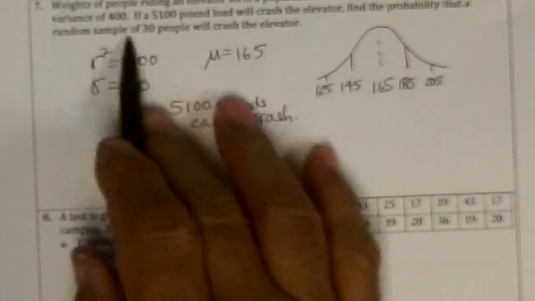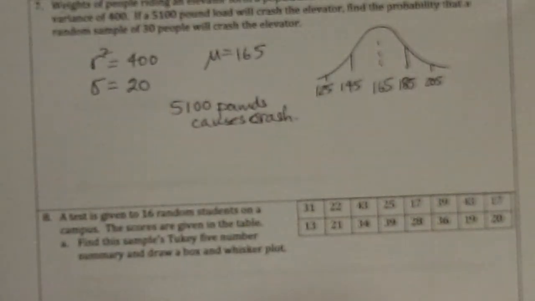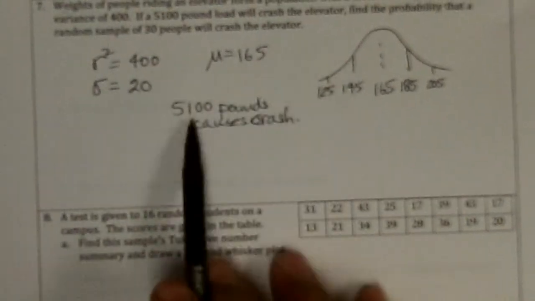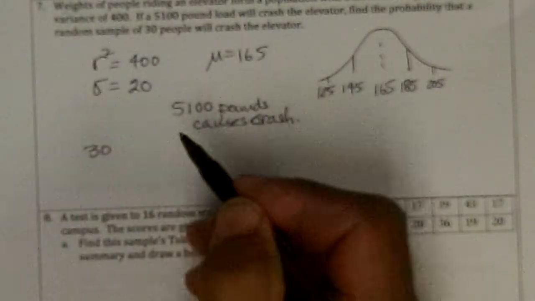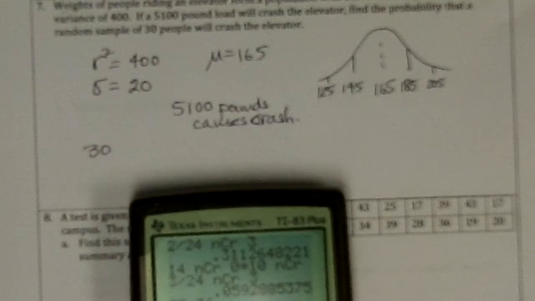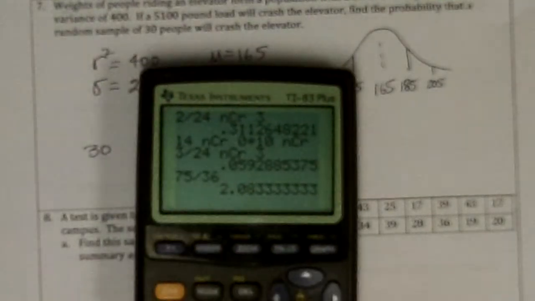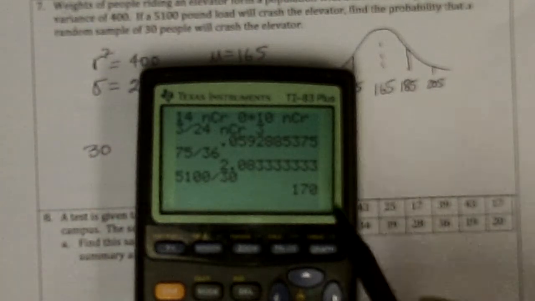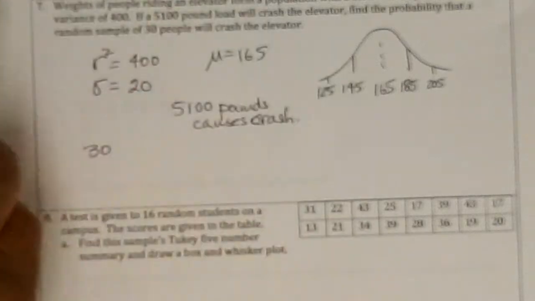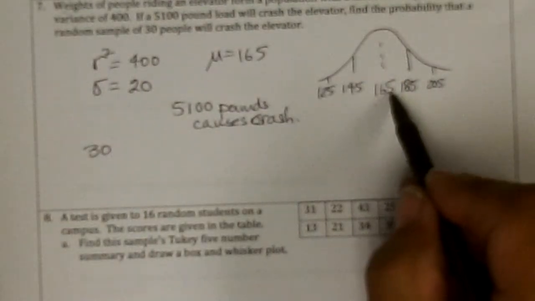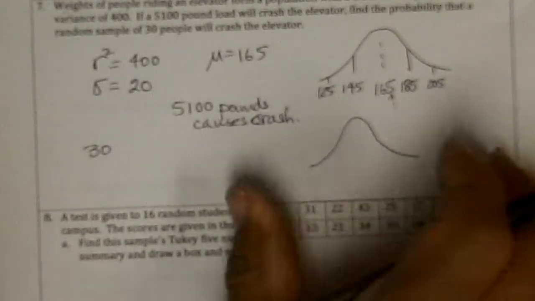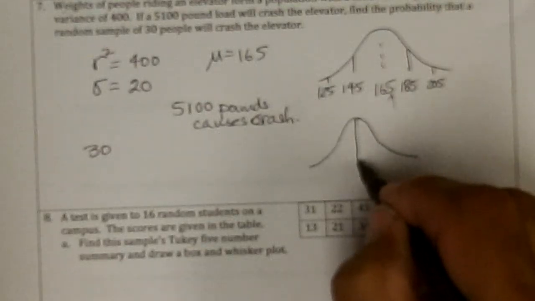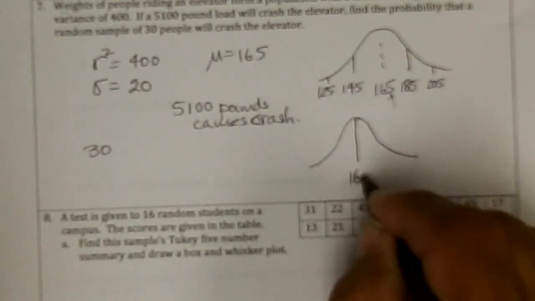So now, find the probability that 30 people will have a mean that will set this over. If it's going to cause it to be over that, we're going to put 30 people on the elevator. Then the average weight of that group of 30 has to be 5100 divided by 30, which is 170. That is higher than the mean for the population. But then we're looking at a sample mean, which will have a narrow distribution. It will have 165 at the center.